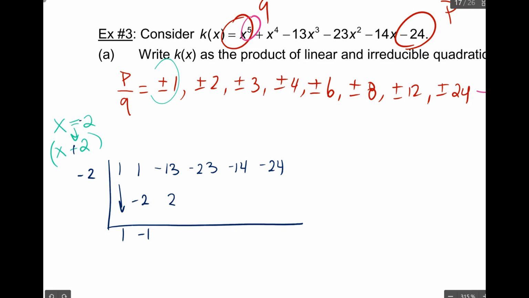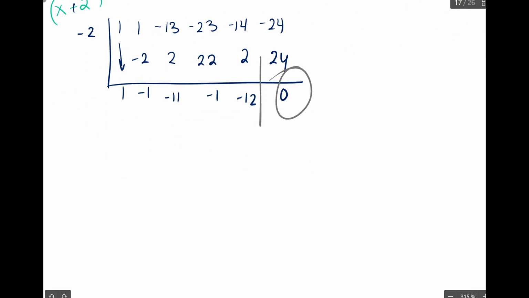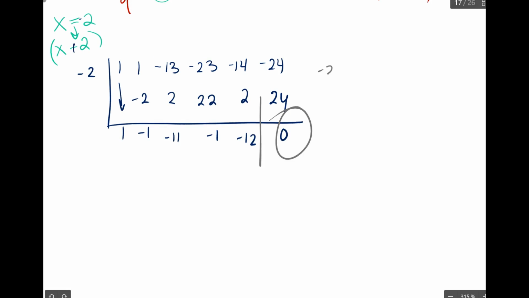Combine, multiply. I don't know if this will work out. Let's test. Okay, it's 22. Oh, looks like it's going to be nice. Negative 12. Oh, check that out. That actually works. 0 remainder, that means it's a factor. Awesome. So, I know that I have negative 2. Negative 2 is what I'm dividing by.